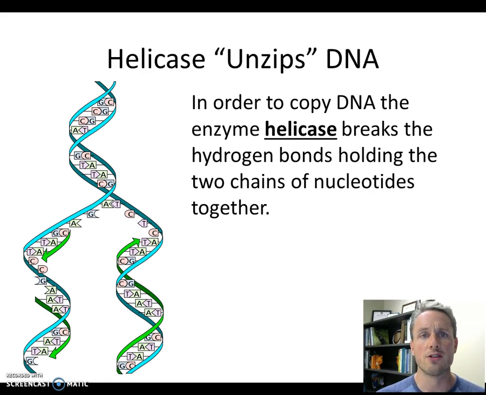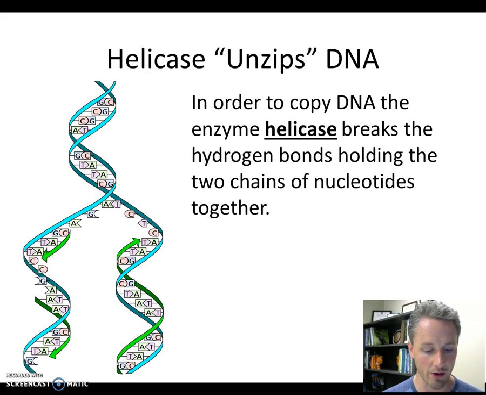All right, so to discuss DNA replication, we're going to think about a couple important enzymes. In this video, we're just going to name two enzymes that are involved in the process. And the first enzyme is this enzyme named helicase. Helicase's job is to unzip the DNA, or to break apart the helix. All right. So I have a description here. We're going to copy the DNA, and in order to do that, helicase, this enzyme, breaks the hydrogen bonds, these weak bonds, holding the two chains of nucleotides together.